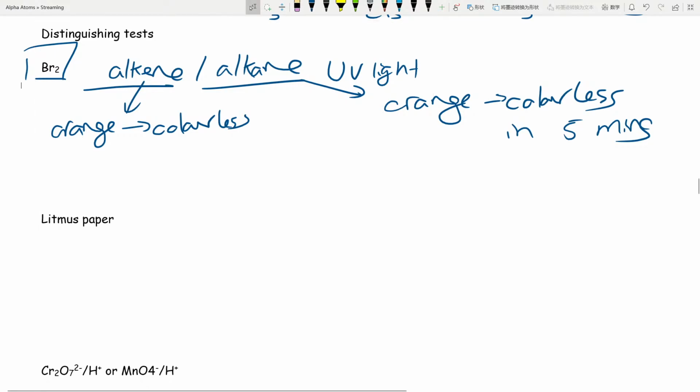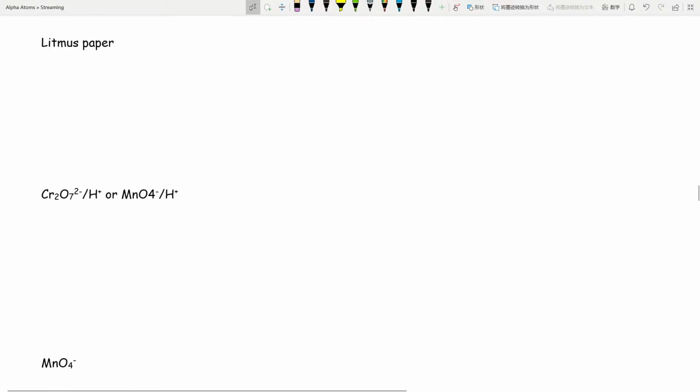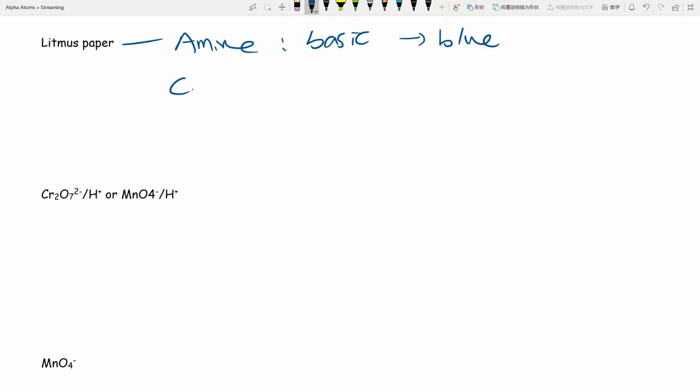The one that does it in a little bit with UV light is alkane. Litmus paper. Litmus paper is really useful for carboxylic acid and amines. Amines are basic, so they will turn litmus paper blue. And carboxylic acids are acidic, from the name, so they will turn it red.